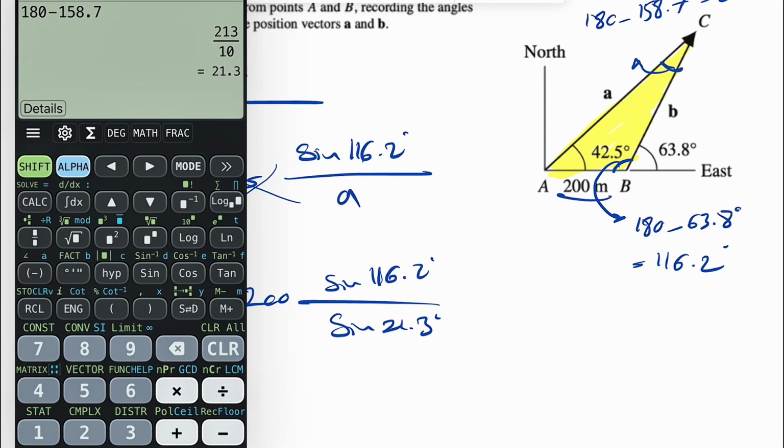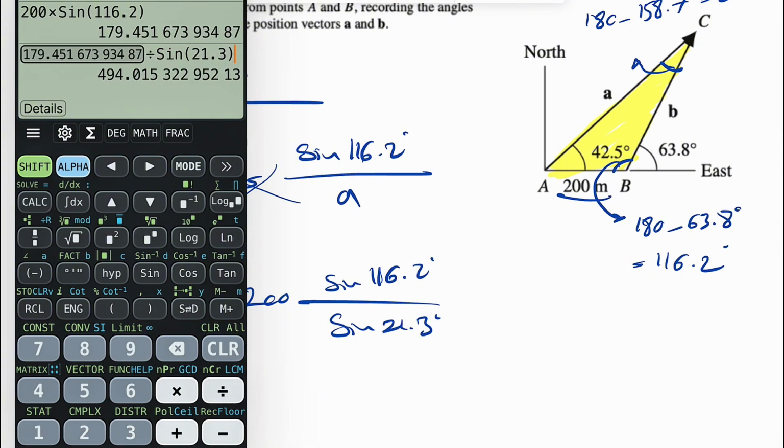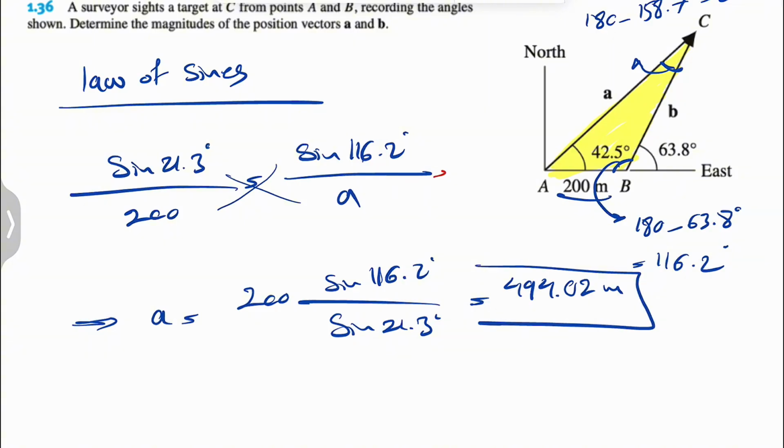So let's just figure out A first. So 200 times sine of 116.2 divided by sine of 21.3 degrees. So A would be 494.02 meters. And we know here this is also equal to sine of the last angle, 42.5 degrees, over the side that is facing B.